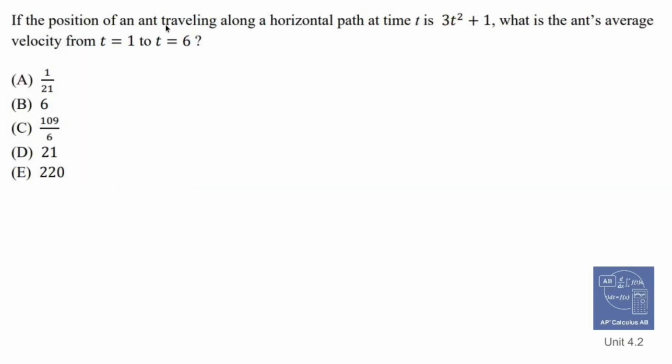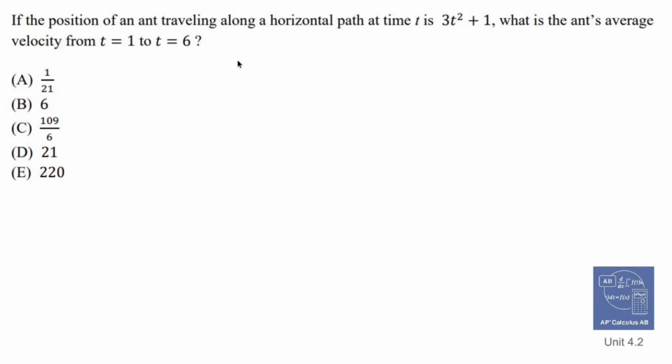If the position of an ant traveling along a horizontal path at time t is 3t squared plus 1, what is the ant's average velocity from t equals 1 to t equals 6? I know what you're thinking: take the derivative. Nope, nope, nope. Average velocity means average rate of change.